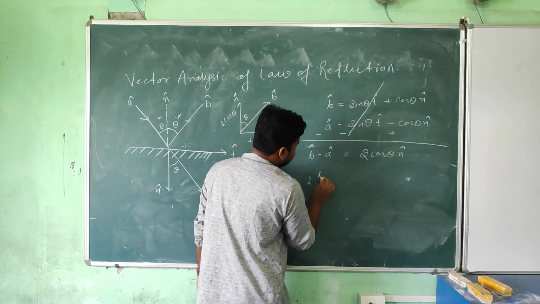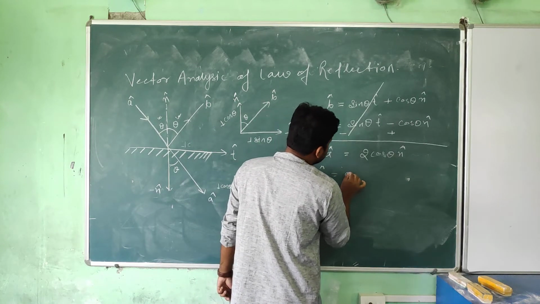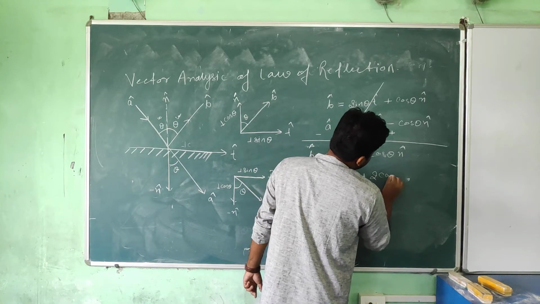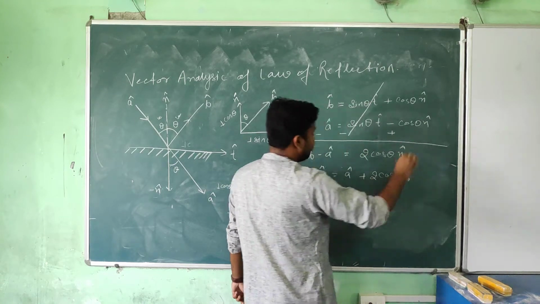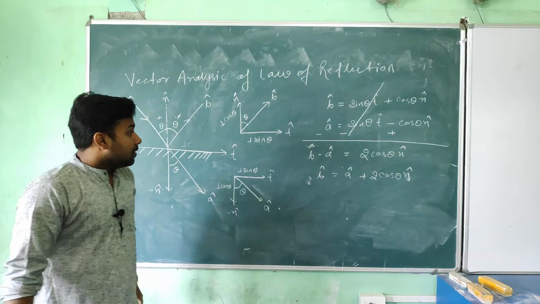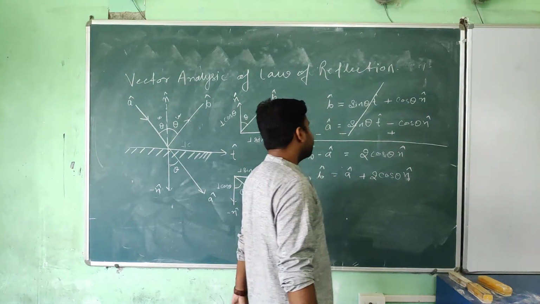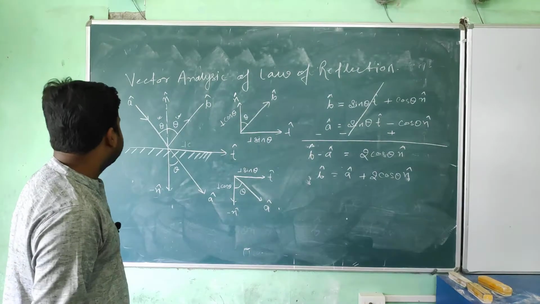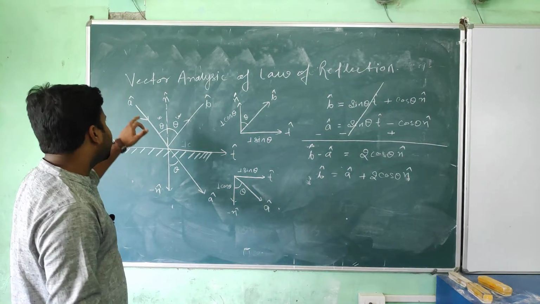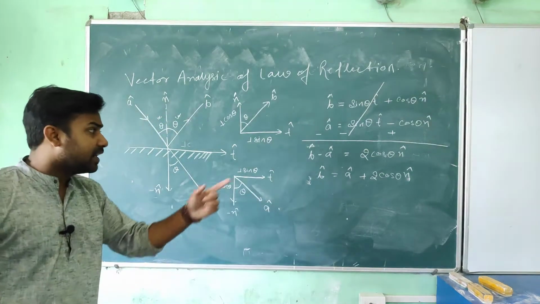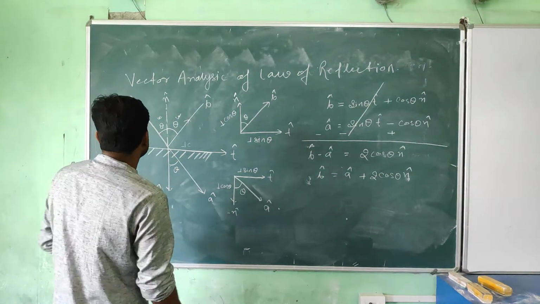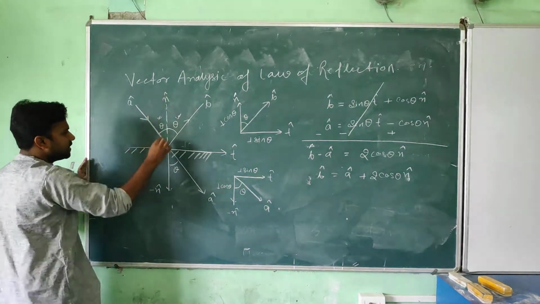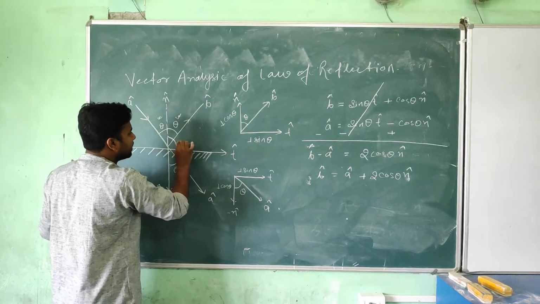Okay, from here we can write B cap is equal to A cap plus 2 cos theta N cap. Simple. Now here we have cos theta unknown, so if we want to replace that, if we take the dot product of A cap and N cap, we will get the cos theta. So look at this, A vector is this one and N vector is this one, so what is the angle between these two vectors?